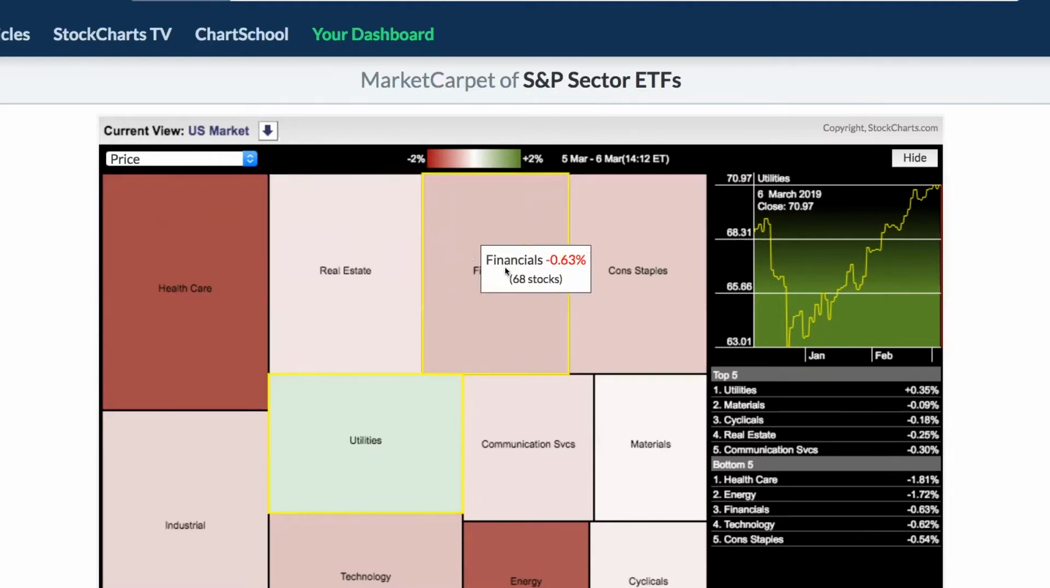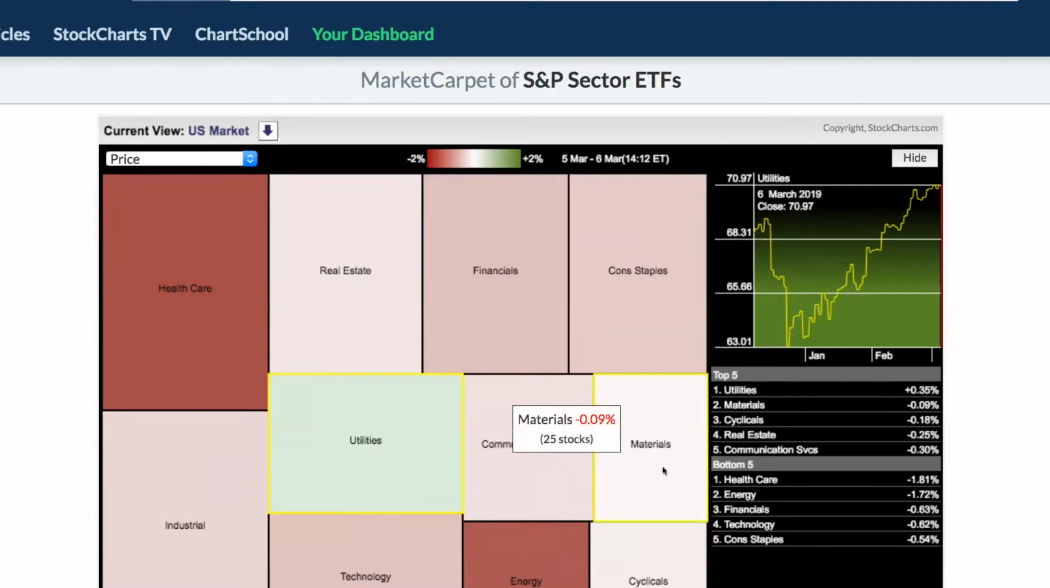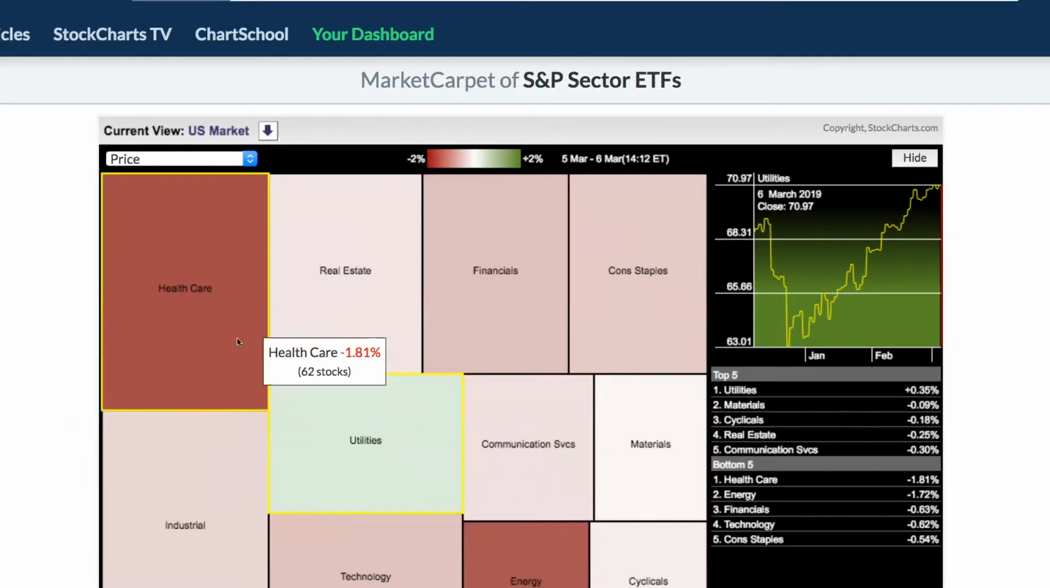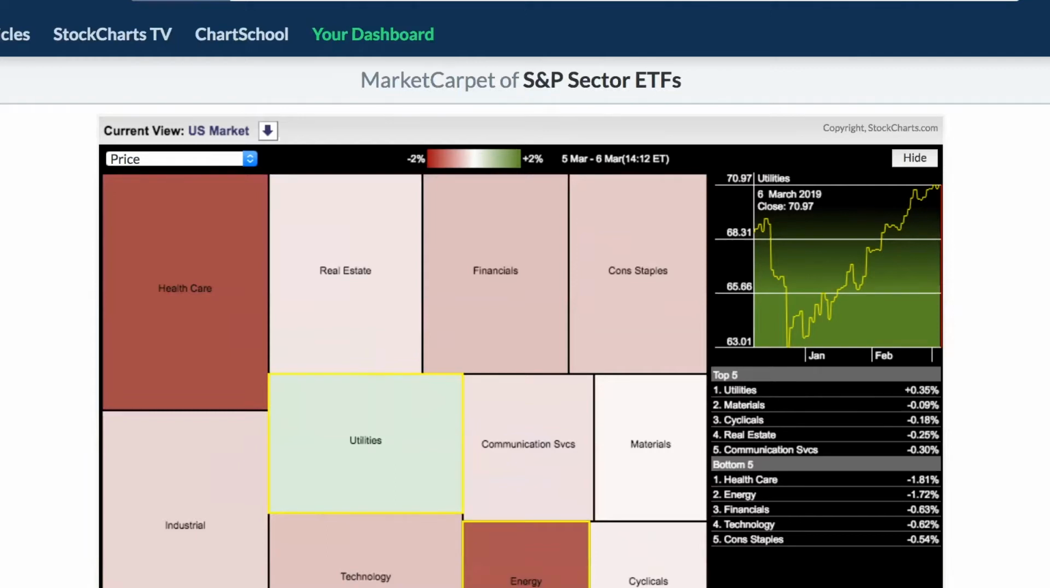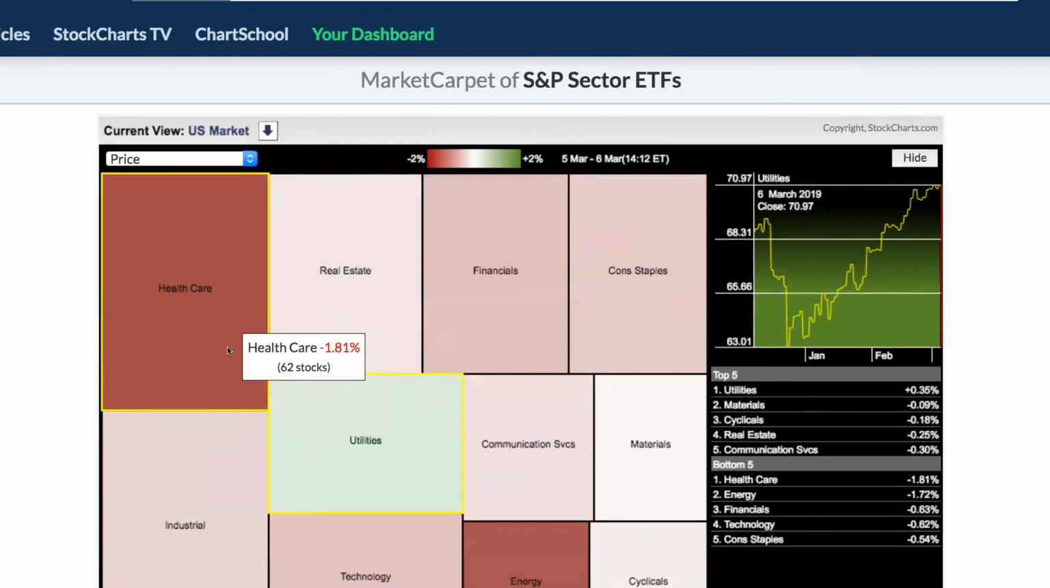And you'll see the different colors here, the 11 boxes. These are the 11 sectors, of course. And you can see right off the bat, the ones that are red, for example, energy right here and healthcare here, those are the weakest sectors of the day. The strongest sector of the day happens to be utilities. It's the only one in the green. So we're having a slight down day in the market. Market has a slightly defensive tone.